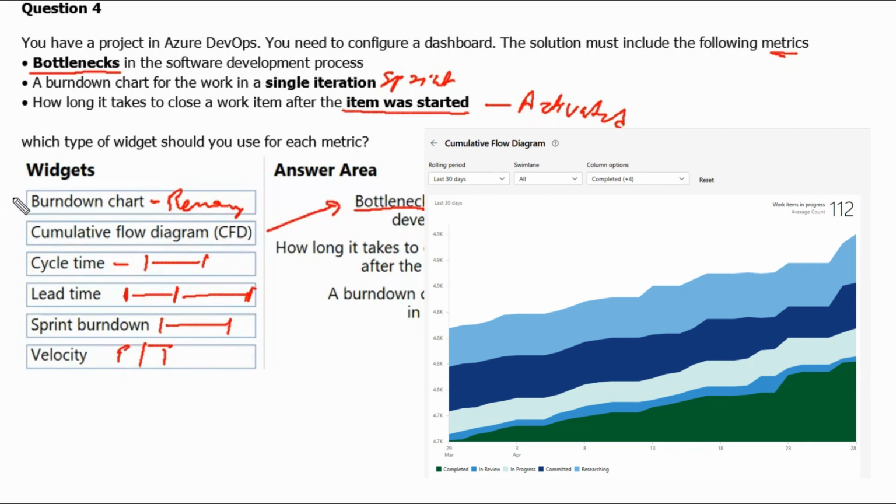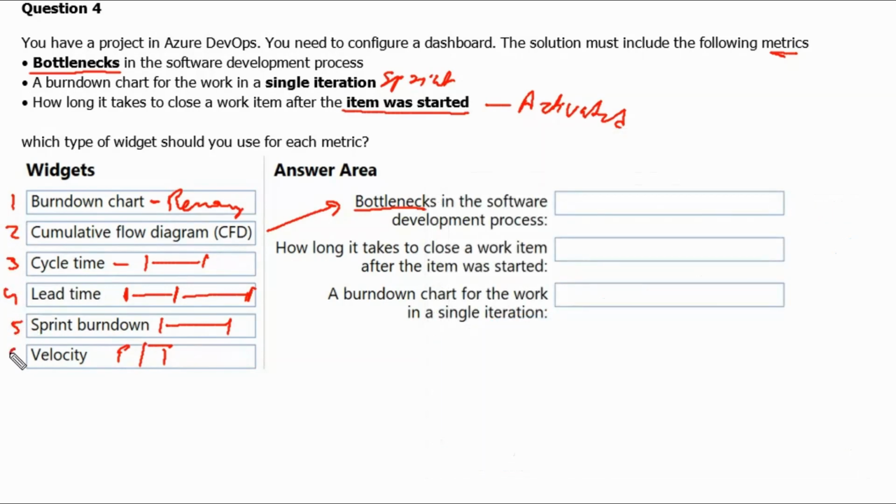So if we are giving the numbering 1, 2, 3, 4, 5 and 6 to the choices, the second choice will be applicable for the bottleneck, where we can see when the work item was created, when it was activated, when it got resolved, and when the work item was closed. If the item is not getting closed on time, or if it is not activated on time, we can find out that bottleneck from this chart.